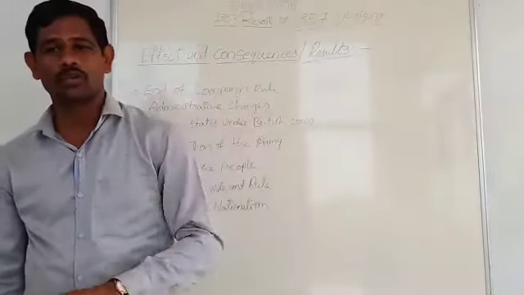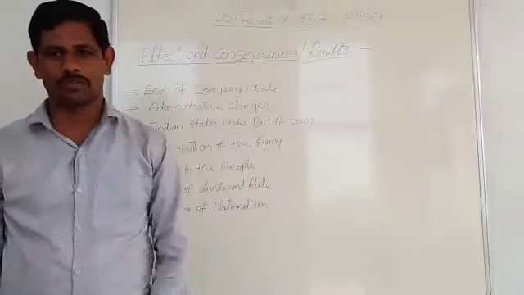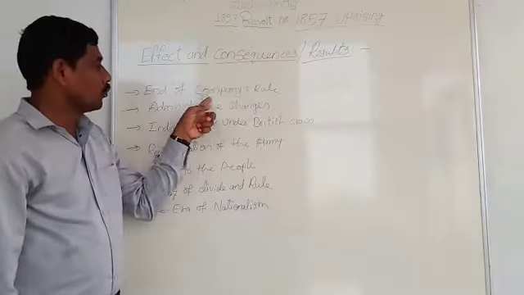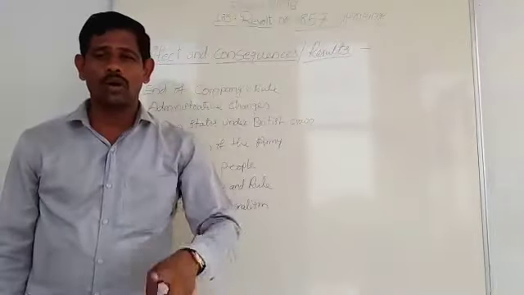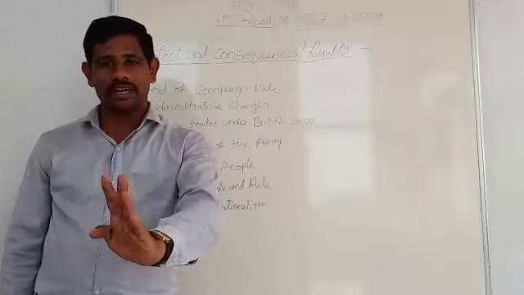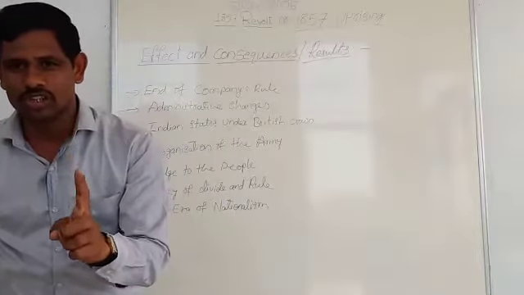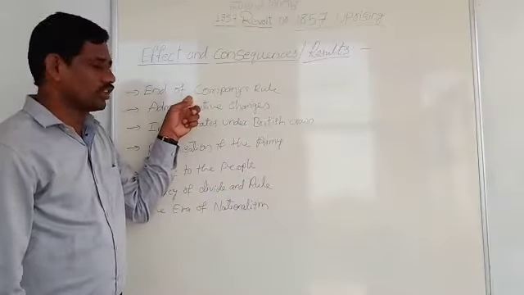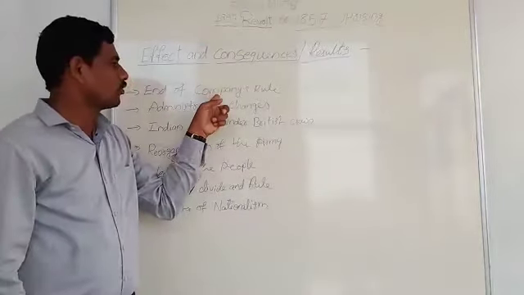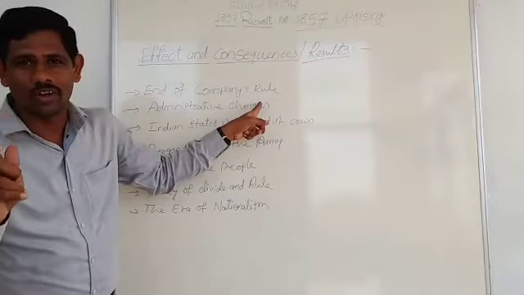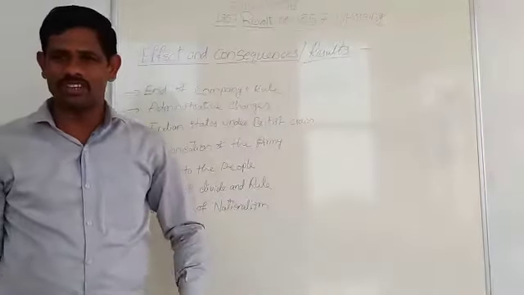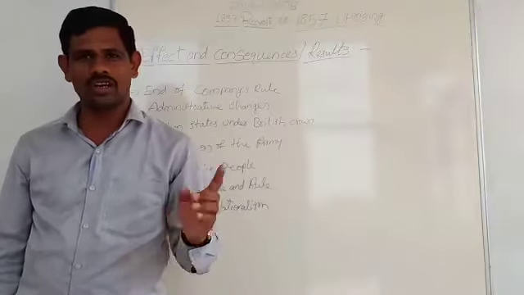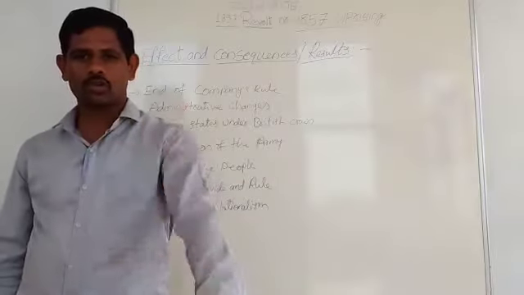Next, its consequences were far reaching. The first one: end of Company rule and administrative changes. The rule of East India Company ended. After this, what can you say? End of Company rule means that the rule of East India Company ended and the administration of India passed to the British Crown. Our Indian administration came directly under the control of the British Crown, not the East India Company.